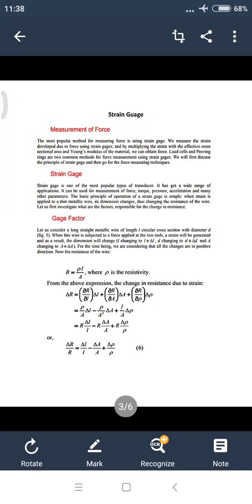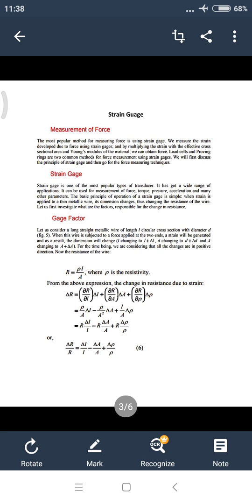Today's topic is the strain gauge. Strain gauge is the next type of transducer, which is used to measure force or pressure. Strain gauge is one of the most popular types of transducer. It has a wide range of applications.